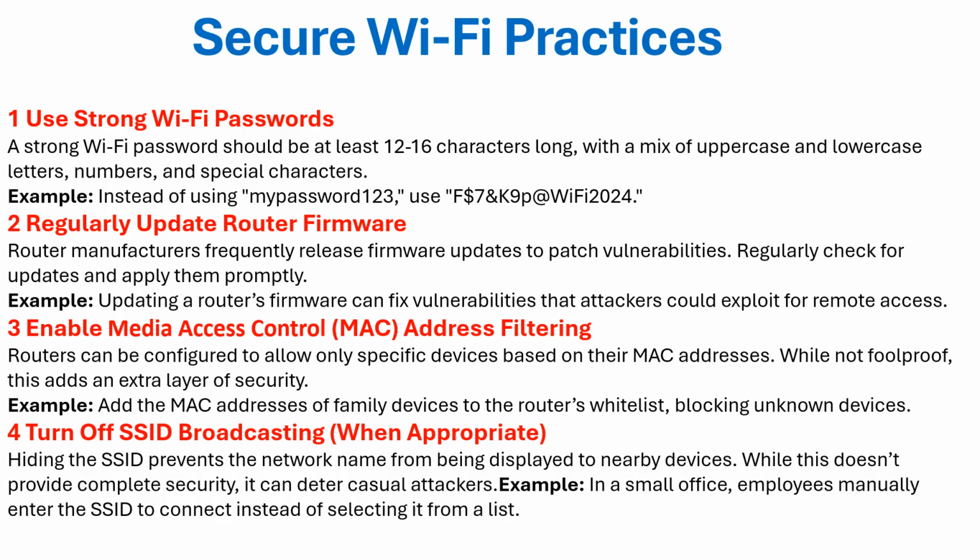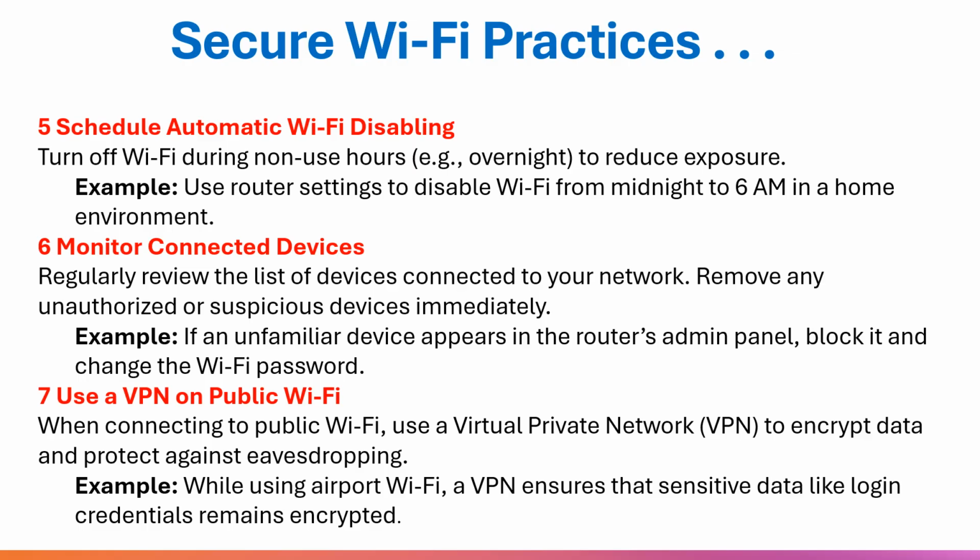Number 4, one of the good practices, is to turn off SSID broadcasting when appropriate. You can hide the SSID to prevent the network name from being displayed. Number 5, schedule automatic Wi-Fi disabling. Turn off the Wi-Fi during certain hours, for example at night, to reduce exposure. For example, use the router settings to disable Wi-Fi from midnight to 6 a.m. at home.